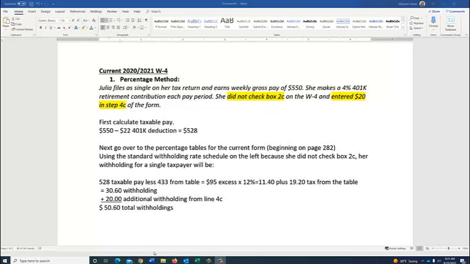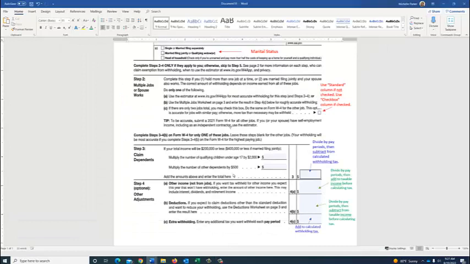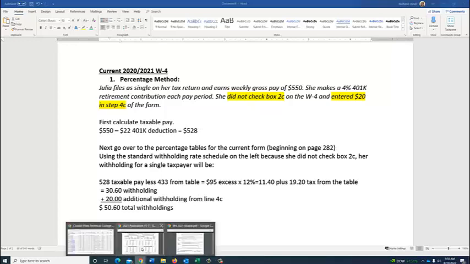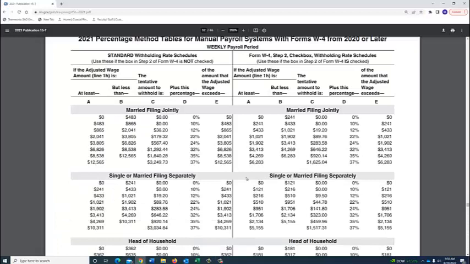We can use our shortcut sheet to see what 4C is all about, and 4C is extra withholding tax. So we're going to add to the calculated withholding tax. So we can go ahead and see what our withholding tax will be. Remember, the employee is single, did not check box 2C, is paid weekly, and has taxable pay of $528. So let's go over to our percentage tables.